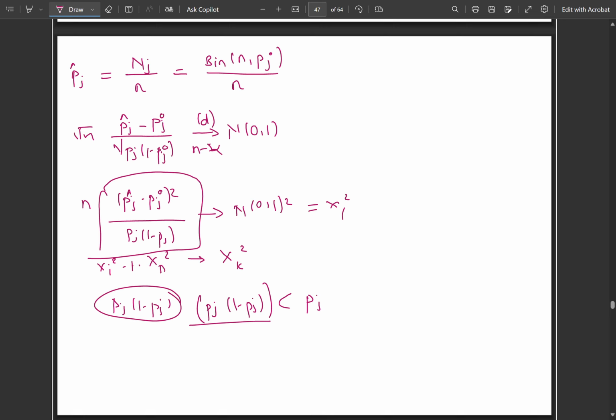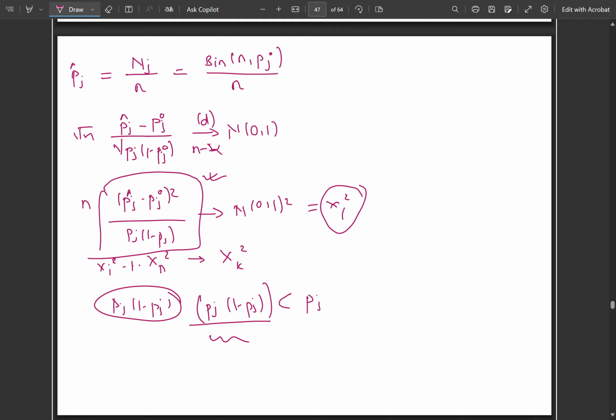Now, what I'm saying here is that in this calculation, we are dividing by a much smaller value, and as a result this is more likely to be a bigger value that would exceed the larger critical value of chi-square with k degrees of freedom, because this is larger. And because of this, it is more likely to have a type 1 error.